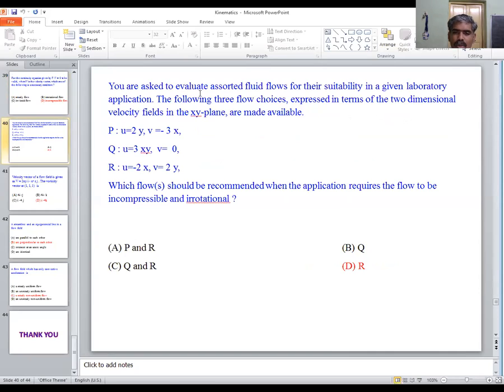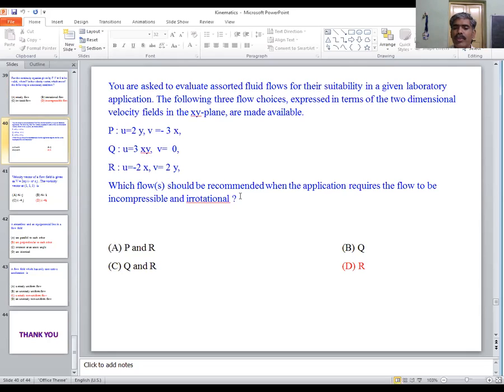Here you are asked to evaluate assorted flow fields for suitability in a given laboratory application. The following three choices, expressed in terms of two-dimensional velocity fields in the xy plane, are made available. P is one type of fluid flow, Q is another type, and R is another type. P has a U velocity and V velocity given. Similarly, Q has a U and V velocity given, and R is also given.